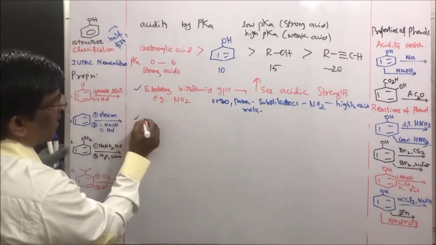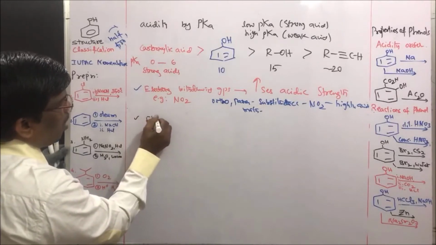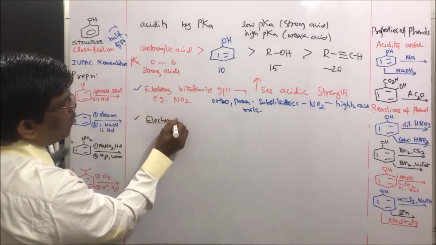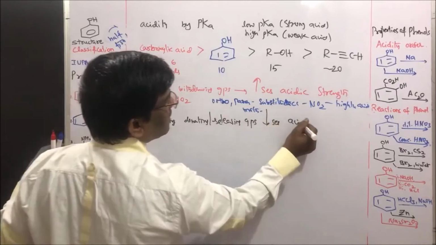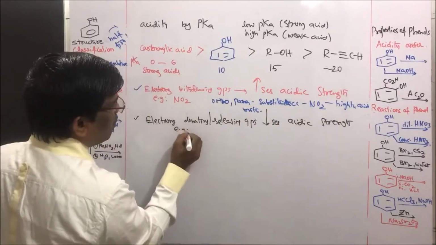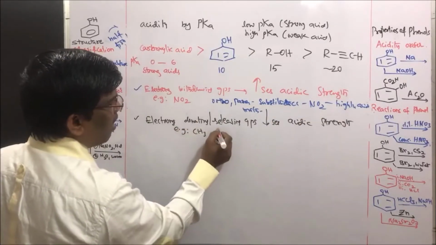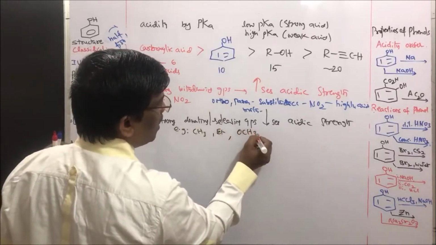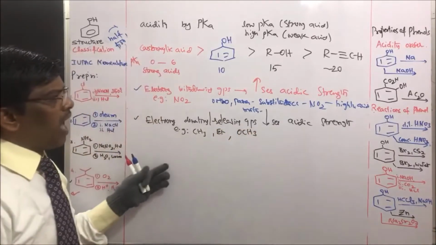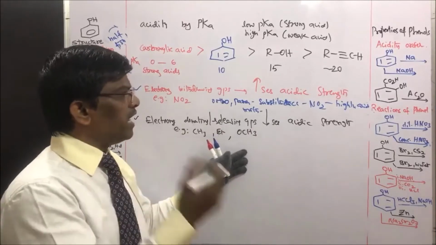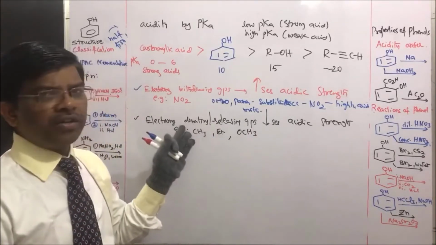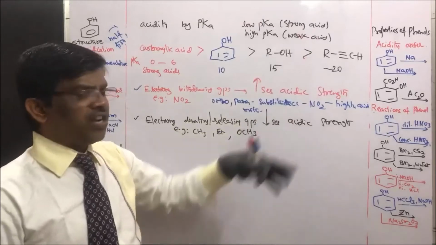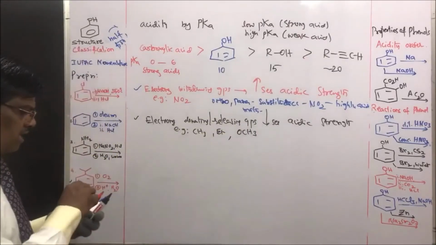If you take electron donating groups or electron releasing groups, they decrease acidic strength. For example, the methyl group, methyl or ethyl alkyl groups, or the methoxy group. These compounds are going to have an electron donating nature, so these groups are going to have less acidic strength. Let us take some compounds and see.